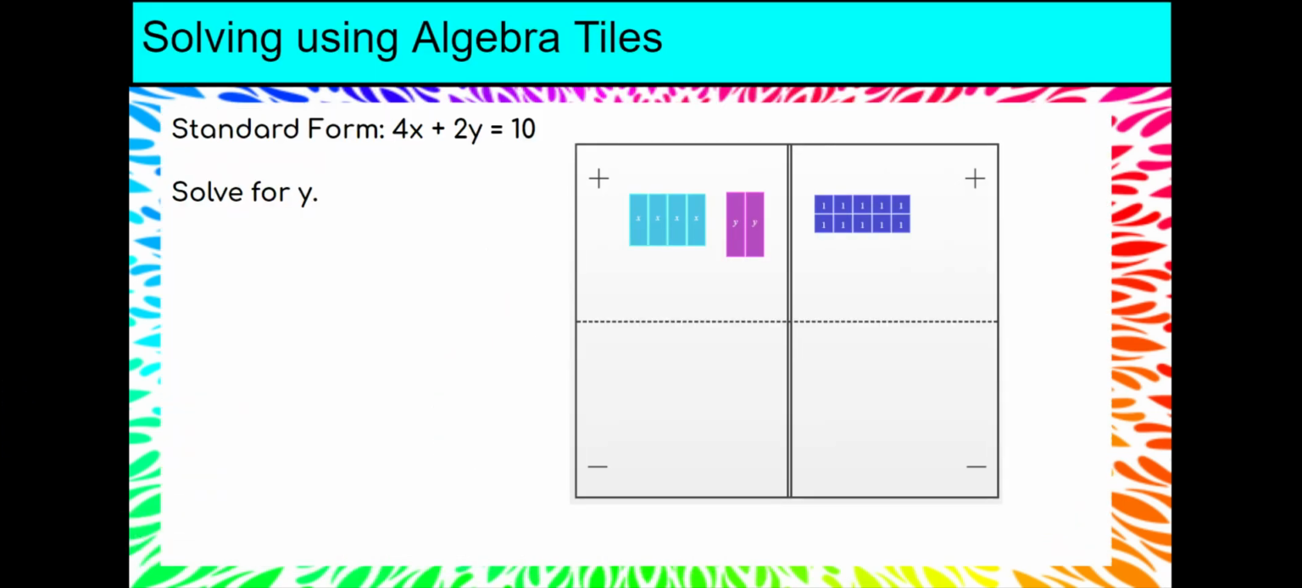So if we are given a linear equation in standard form, 4x plus 2y equals 10, we can put this on our equation mats using our algebra tiles. On one side of the equation, we would have 4x tiles and 2y tiles. On the other side of the equation mat, we would have 10 unit tiles. What we're trying to do here is solve for y. More importantly, we are trying to put this equation in the y equals mx plus b form.